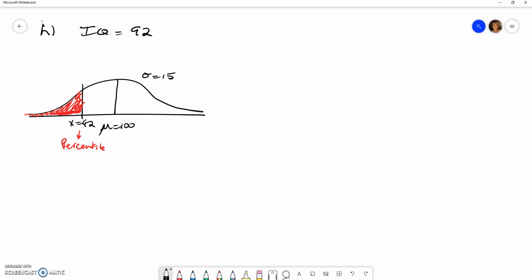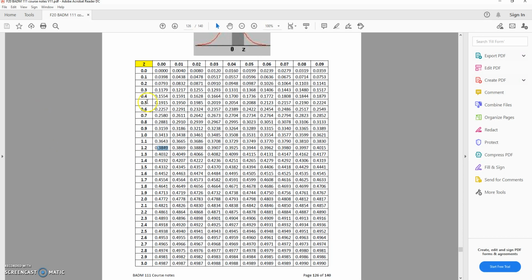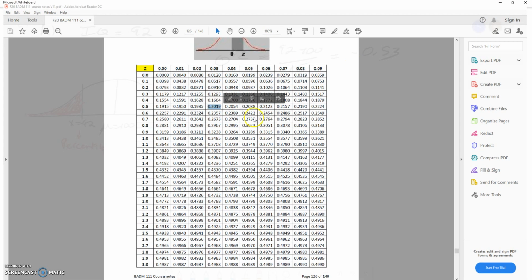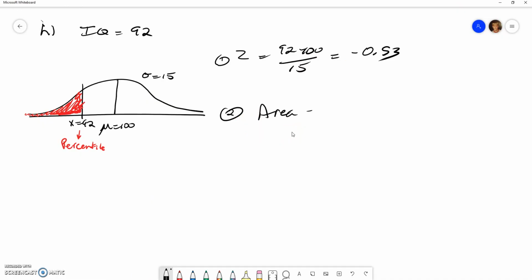So let's do that three-step process. Step 1, Z equals 92 minus 100, divided by 15. The Z value is going to be negative 0.53. Step 2 is to find the area that corresponds to the Z value of 0.53. We look at the normal distribution table. 0.5 over here, up there's 0.3, so 2019. So the area we get is 0.2019.